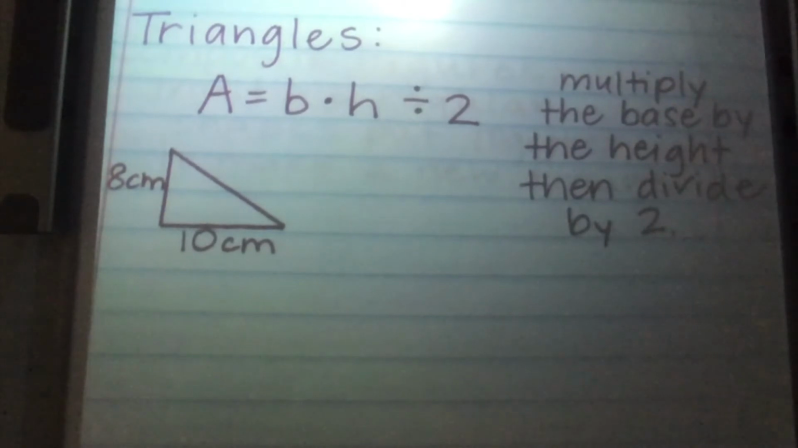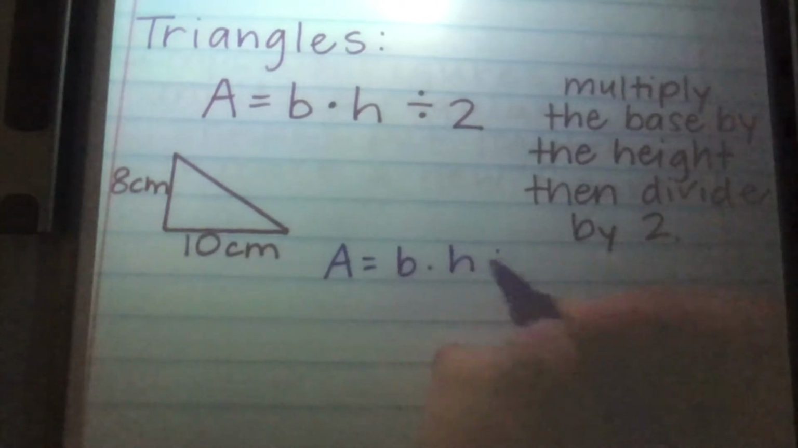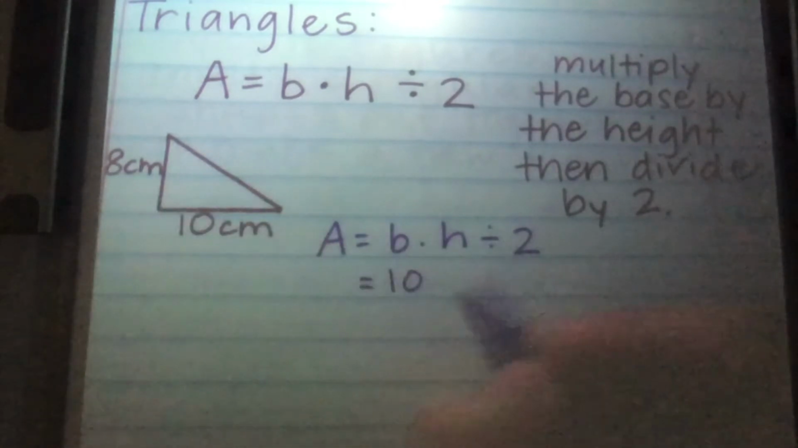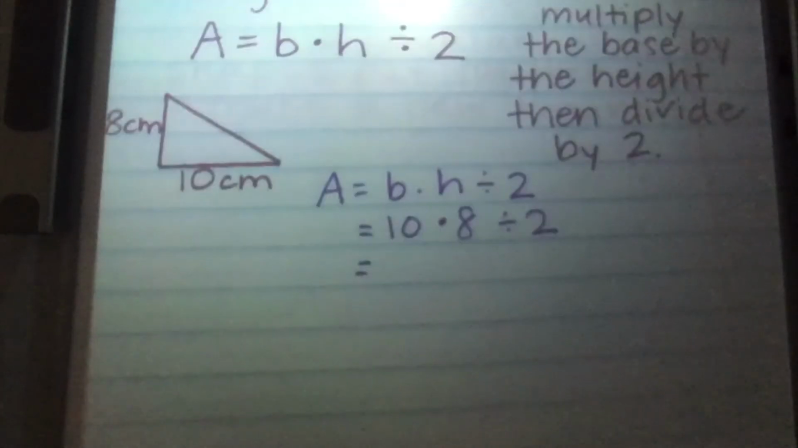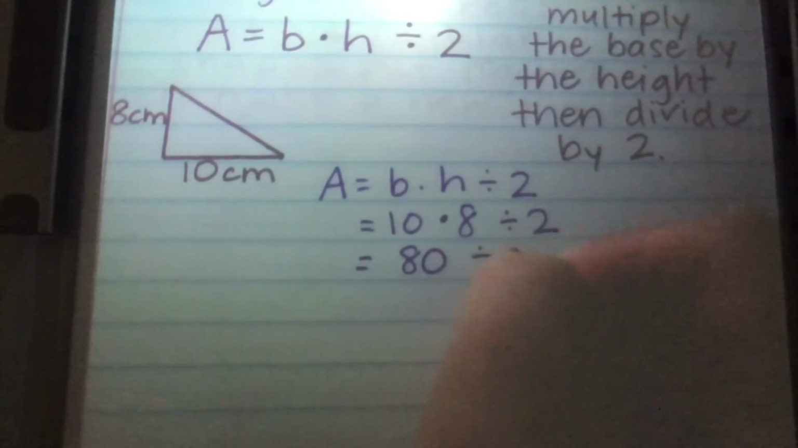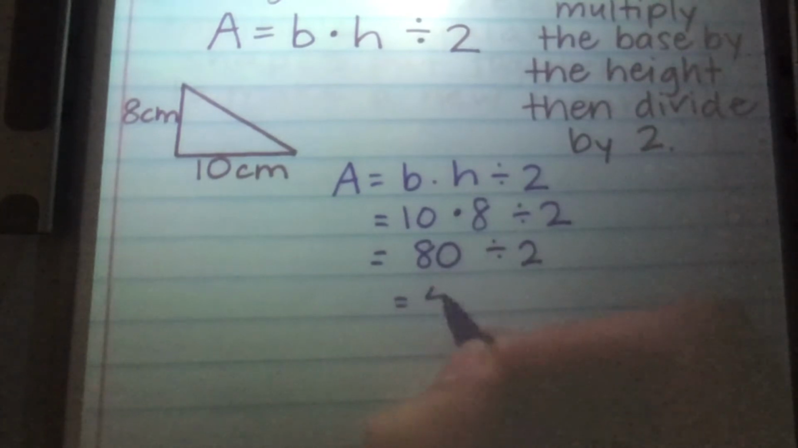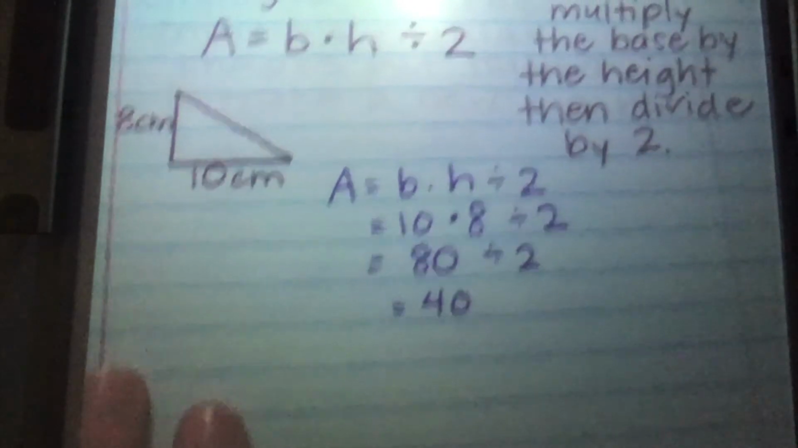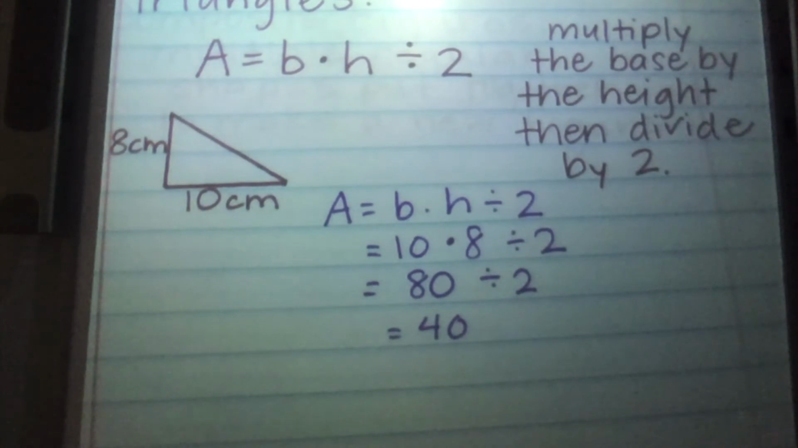So let's look at this example. Area equals base times height divided by 2. Our base value is 10. Our height is 8. And don't forget to divide by 2. 10 times 8 is 80. And 80 divided by 2, or half of 80, is 40. I'll give you a few seconds for those of you that are taking notes.